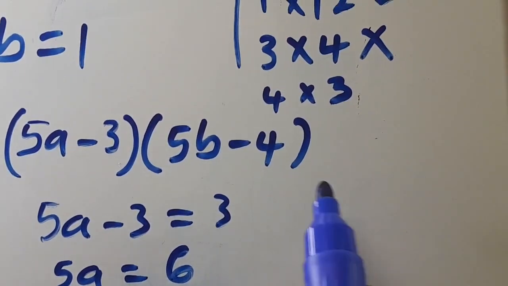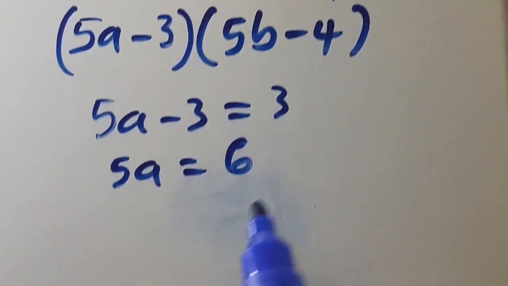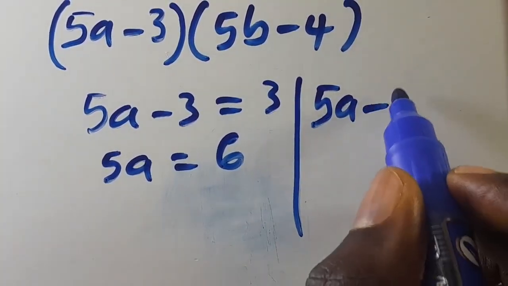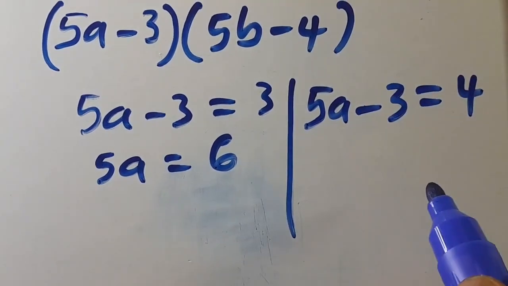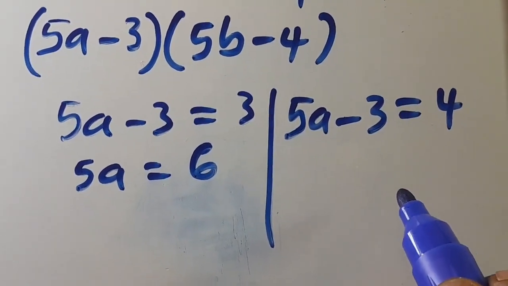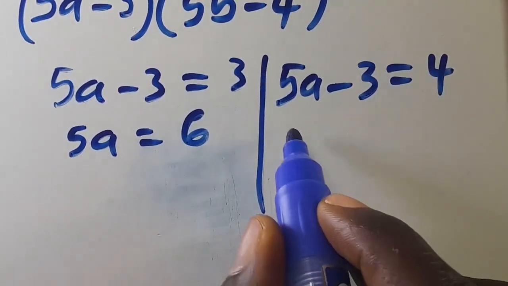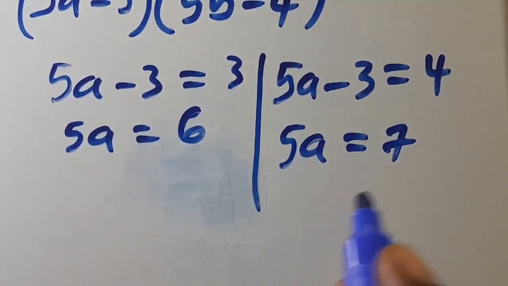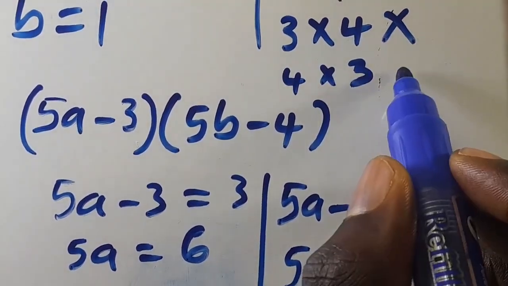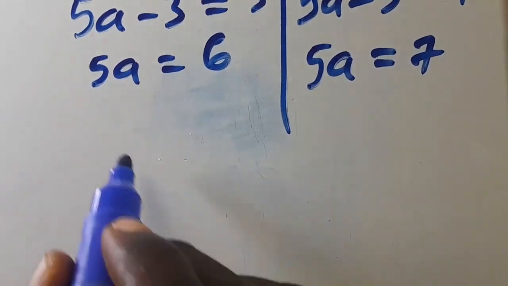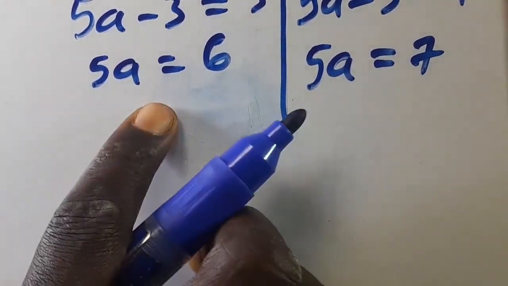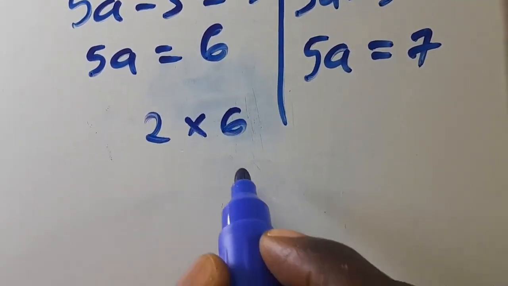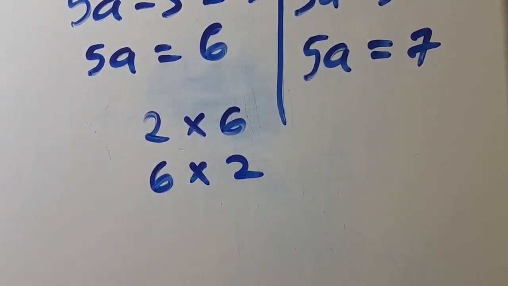So when you also consider this one, we are going to have 5a minus 3 to be equal to 4. Then we realize that 5a equals 3 plus 4, which is 7. We don't want a fraction. We also reject this. So let us also test when you have 2 times 6 and 6 times 2. Let's see what will happen.